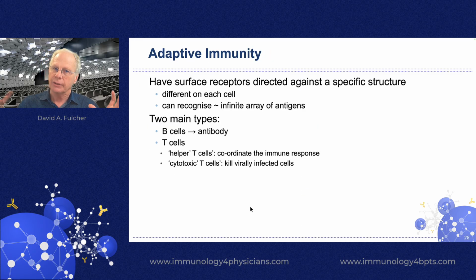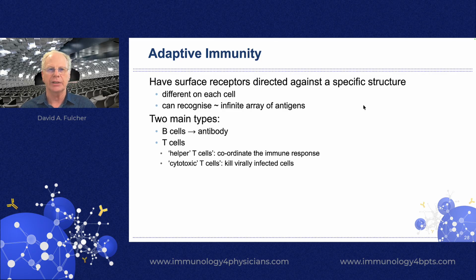All right, now, enough about the innate immune system. Let's move on to the adaptive immune system. The idea of the adaptive immune system is that they have surface receptors that are directed at a specific structure. These receptors are different on each cell, and therefore, with a population of cells, a wide variety of antigens on a pathogen can be recognized.